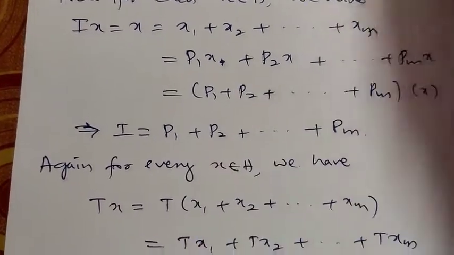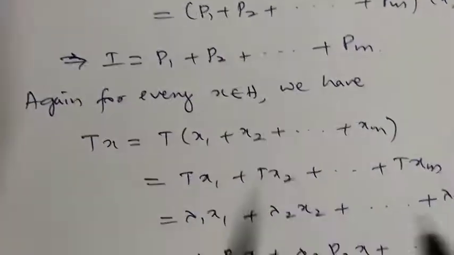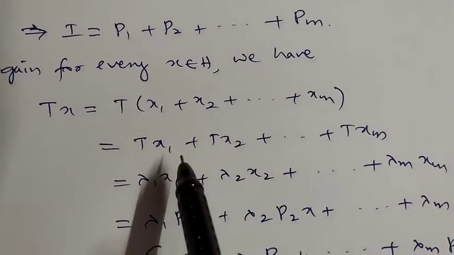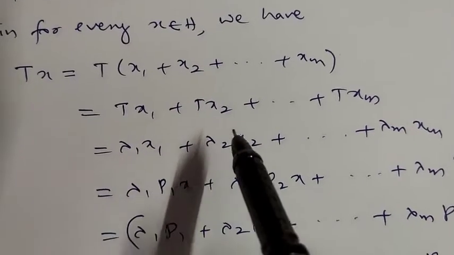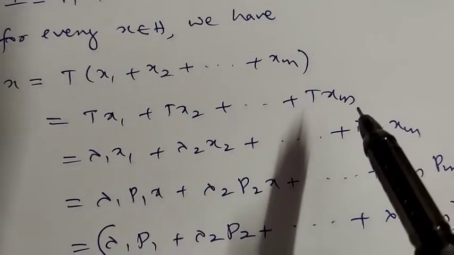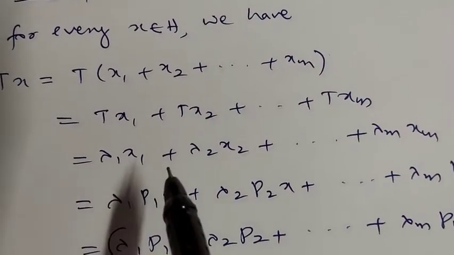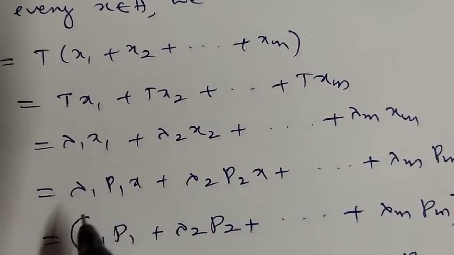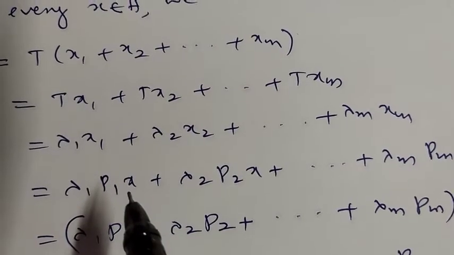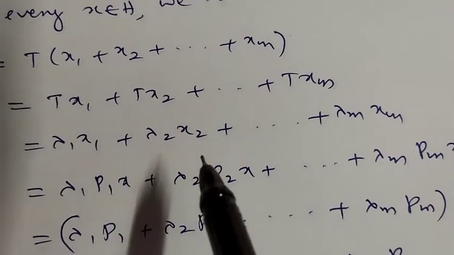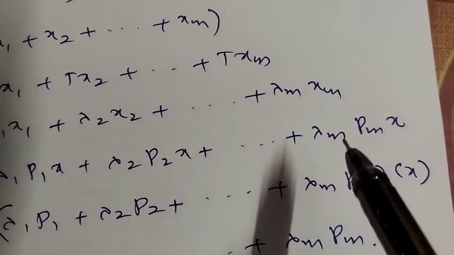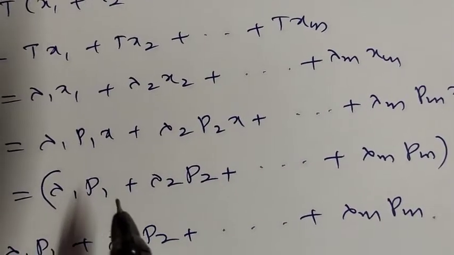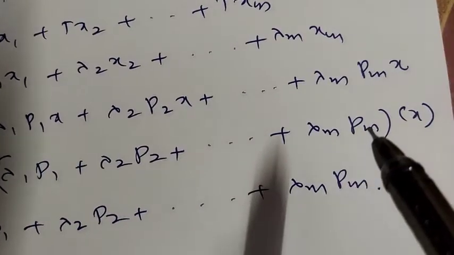And also for every x belongs to H, we have T of x can be written as T of x1 plus x2 etc. xm. Since T is linear, this can be written as T of x1 plus T of x2 etc. T of xm. T of x1 is what? Lambda 1 x1, lambda 2 x2 etc. lambda m xm. So this is equal to lambda 1 into p1 of x, as x1 can be written as p1 of x, plus lambda 2 into p2 of x, and so on, lambda m into pm of x. So x is common, so this can be written as lambda 1 p1 plus lambda 2 p2 etc. lambda m pm of x.